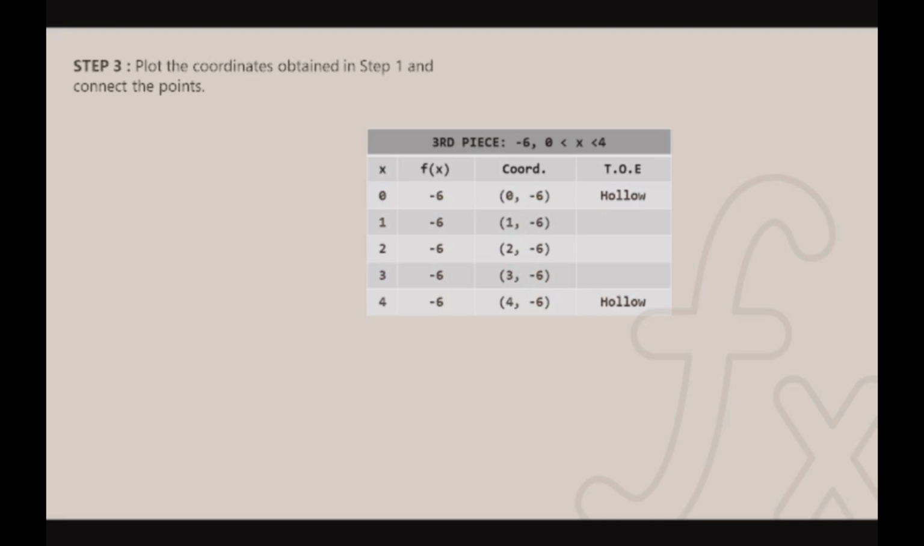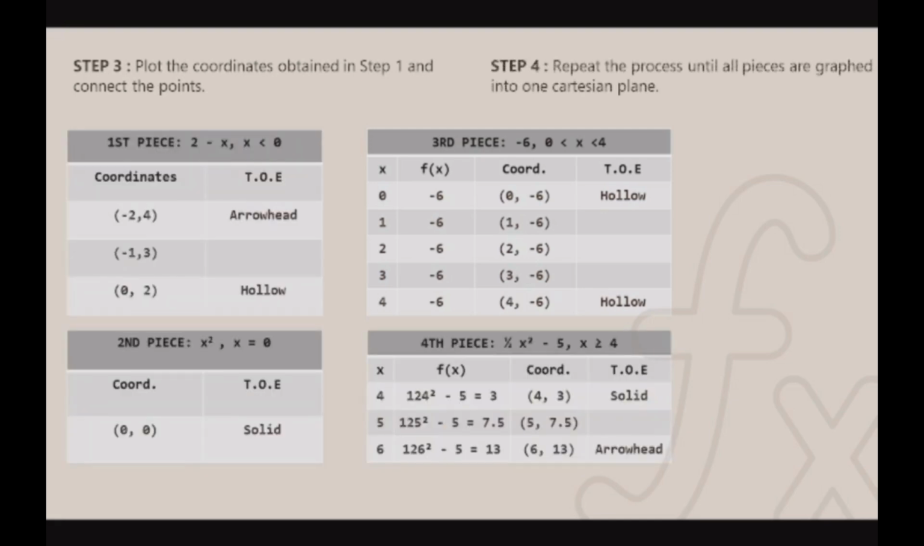Step 3. Plot the coordinates obtained in Step 1 and connect the points. Here in the fourth piece, we have 4, 5, and 6. If the value of x is 4, it is equal to 3. If the value of x is 5, it's 7.5. And if the value of x is 6, it is equal to 13. Here are its ordered pairs: (4, 3), (5, 7.5), and (6, 13). The 4 is a solid point and 6 is an arrowhead. Step 4.